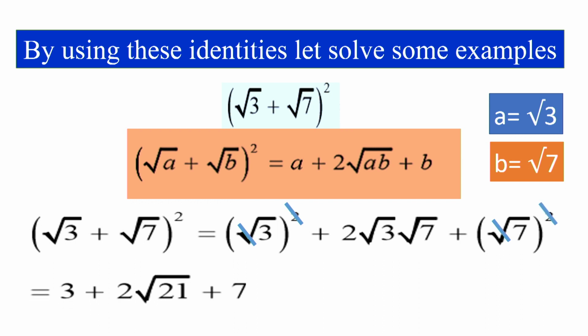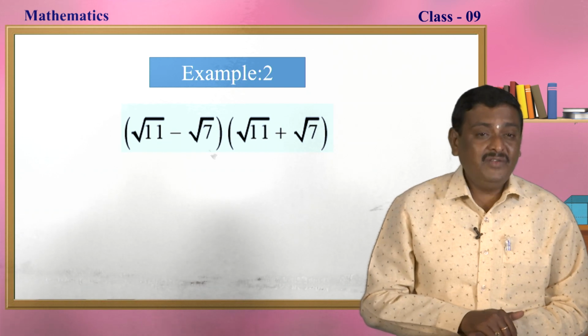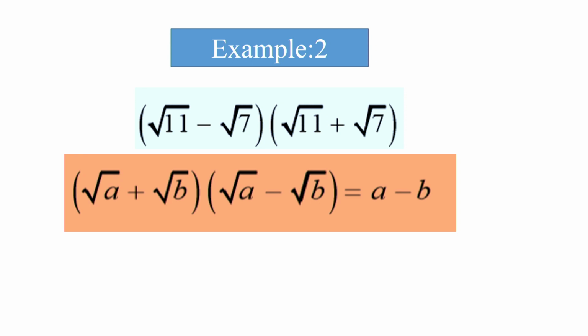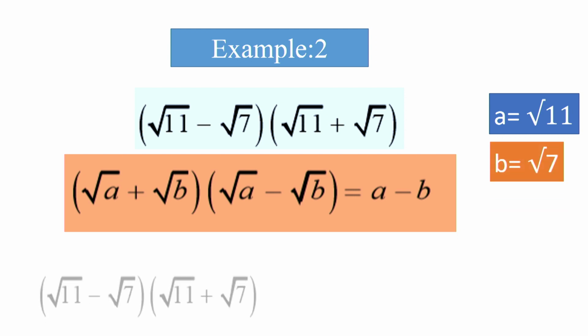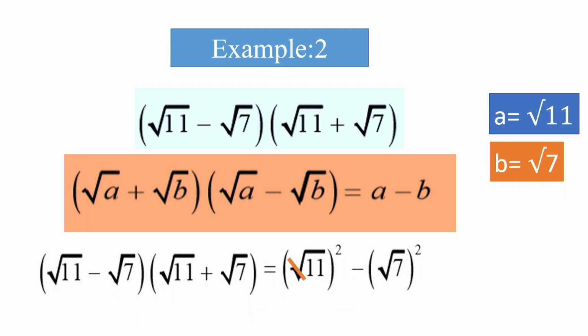So, 3 plus 2 root 21 plus 7, if you add, we will get 10 plus 2 root 21. This is the answer, my dear students. Example 2. Can you do it for me? Yes, please do it. I will show the answer, to compare. Here a is root 11 and b is root 7. If you substitute and simplify, see here square and square root cancel, we will get 11 minus 7, that is 4, answer 4.